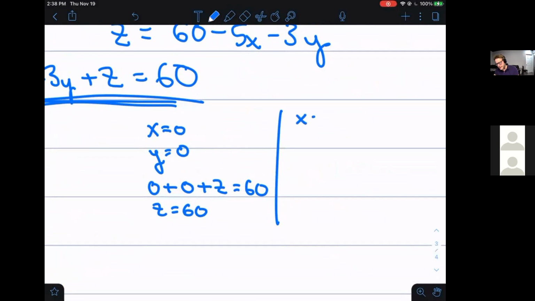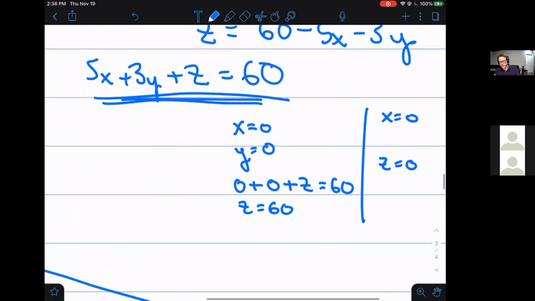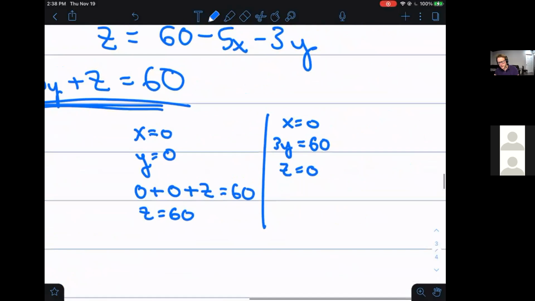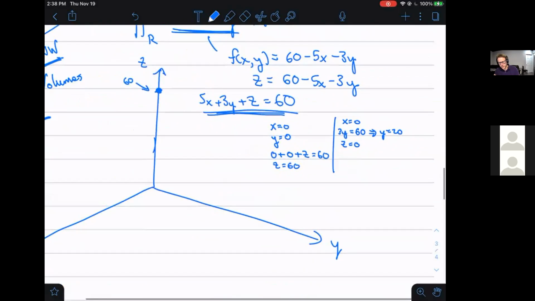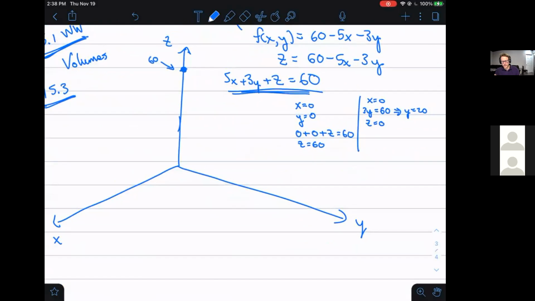So right, what if I did x equals 0 and z equals 0? So if I do that and I plug those in, right, I get 3y is equal to 60. So that's going to give me that y is equal to 20. So again, x and z are now 0. So I don't go out of the page at all. I don't go up at all. I just go 20 in the direction of y.